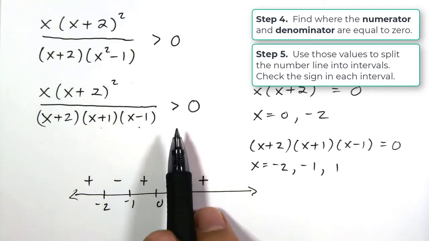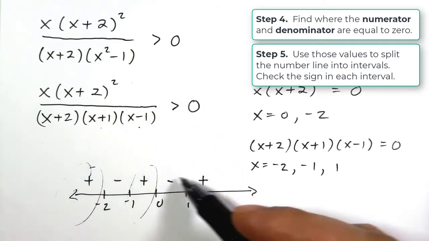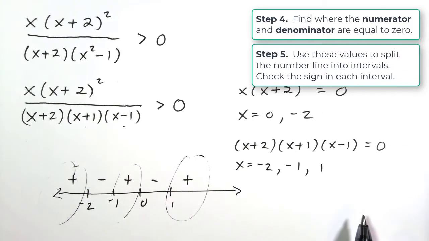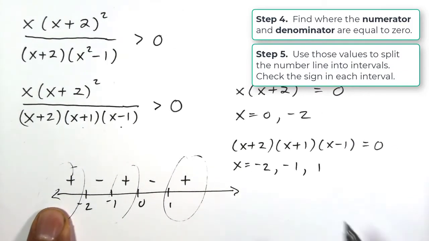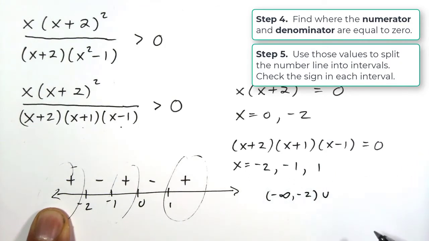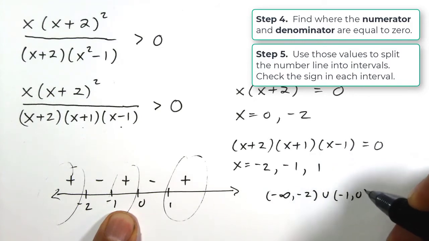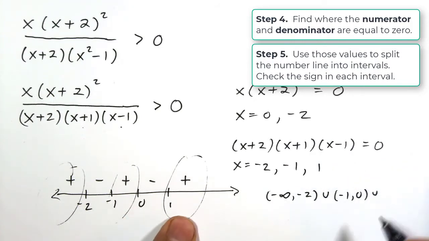Now, what are we looking for? We're looking for where it's positive. So that's these intervals here. So my answer is going to be this interval, which is negative infinity to negative 2, union negative 1 to 0, union 1 to infinity.